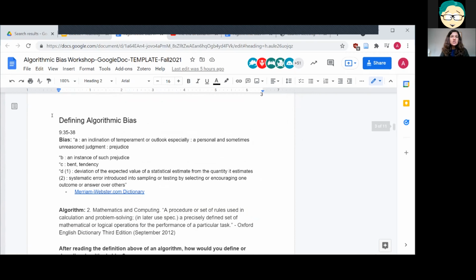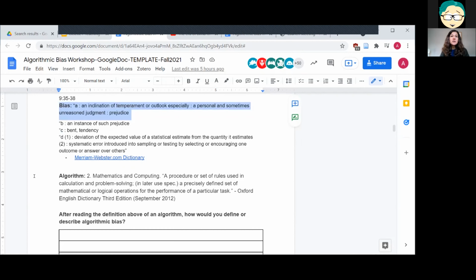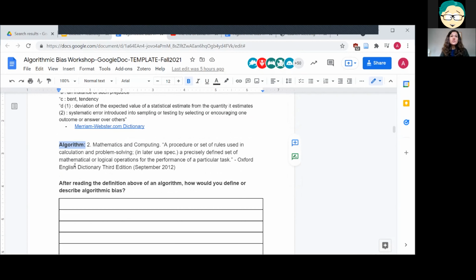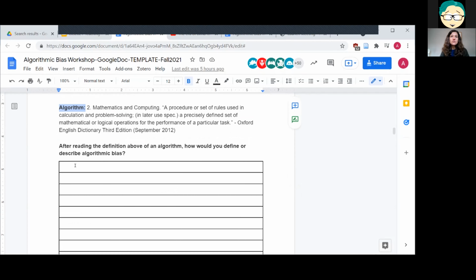And then I start similarly, actually, to what I did today. I will work towards a definition of algorithmic bias, first by giving people a definition of bias, and then by giving them a definition of algorithm. And then I ask them, after thinking about that definition, to define or describe algorithmic bias.